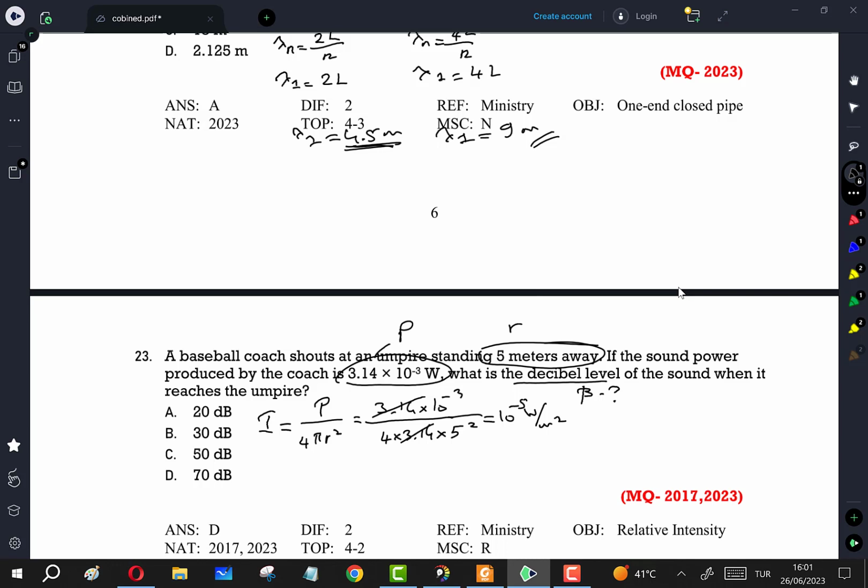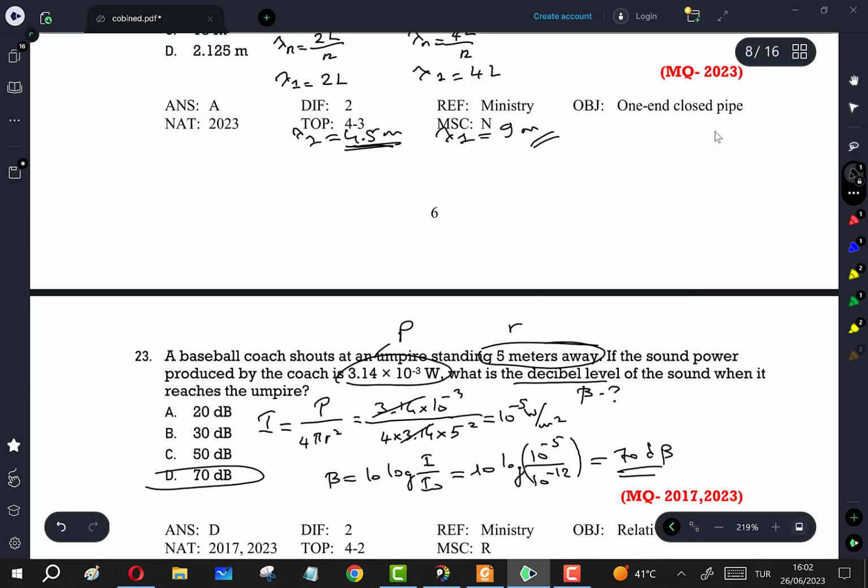Let's calculate the relative intensity beta, which is 10 log I over I0. I is 10 to the power of negative 5. I0, which is the softest sound, is 10 to the power negative 12. So we are going to calculate it. When we calculate this, it's going to be 70 decibels. So this is the correct answer.